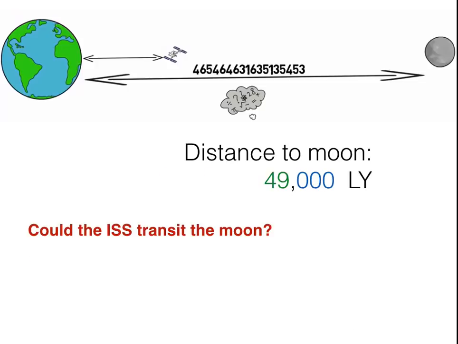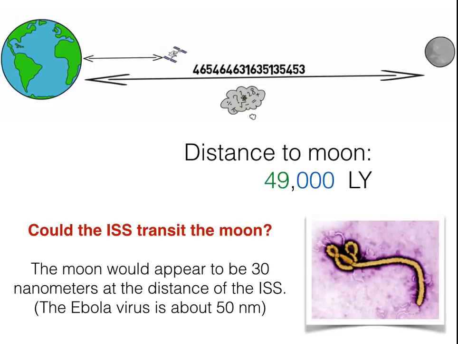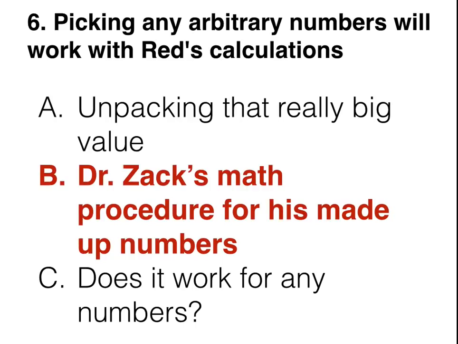So could the ISS actually transit the moon if it were 49,000 light years away? For reference, the moon would appear to be 30 nanometers at the distance of the ISS, and the Ebola virus is about 50 nanometers. So imagine an astronaut taking a petri dish with a single Ebola virus on it and holding it up to a window, say on the cupola of the ISS, and then having you photograph it from the ground. That's how big the moon would appear. Actually smaller than that at 49,000 light years. So again, that's a silly number, but your point was that it should work with any numbers. No, it does not work with any numbers, and it clearly doesn't.